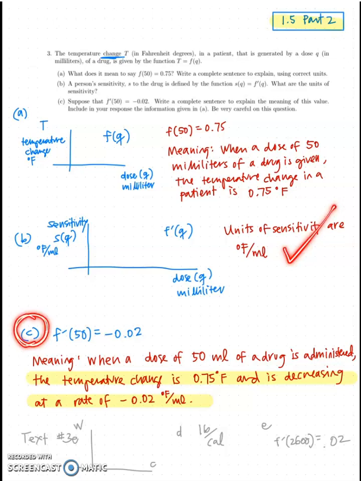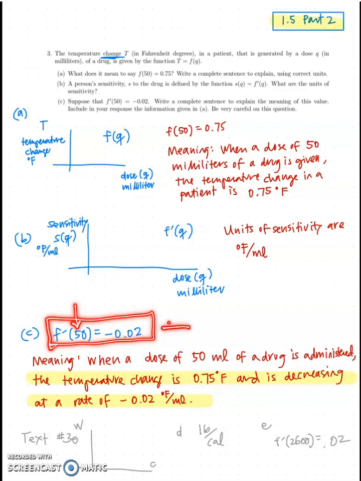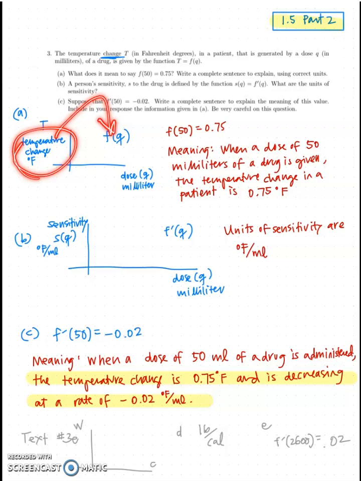Part C, very few people got correct, and this is where I want to focus right here. You were asked the meaning of f prime of 50 equals negative 0.02. What do you think most of you said? Most of you said that when 50 milliliters is given, the temperature change goes down by 0.02. This is not correct. The temperature change is not represented by the derivative. The temperature change is represented by the original function. So the derivative is representing the change in temperature change.